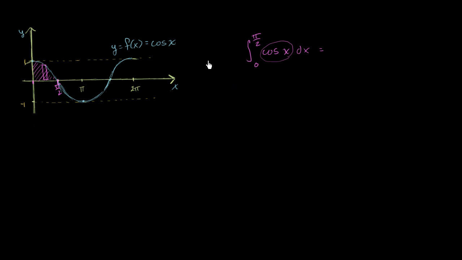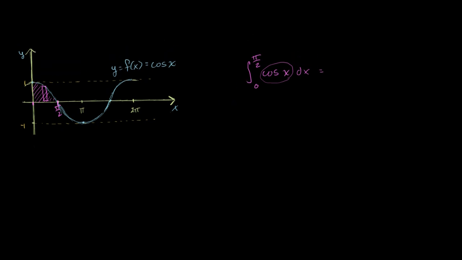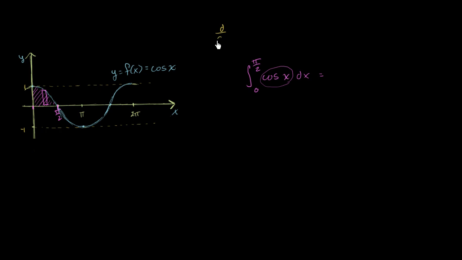Well, we know that if we take the derivative of sine of x, we get cosine of x. So the antiderivative of cosine of x is sine of x. Now, why do I keep saying sine of x is an antiderivative? It's not just the antiderivative.